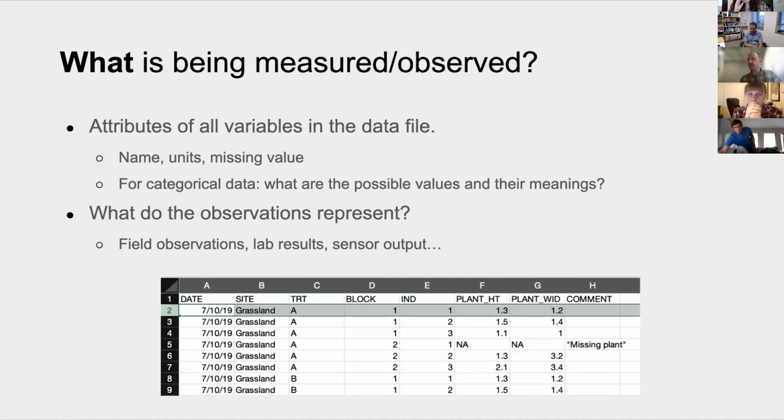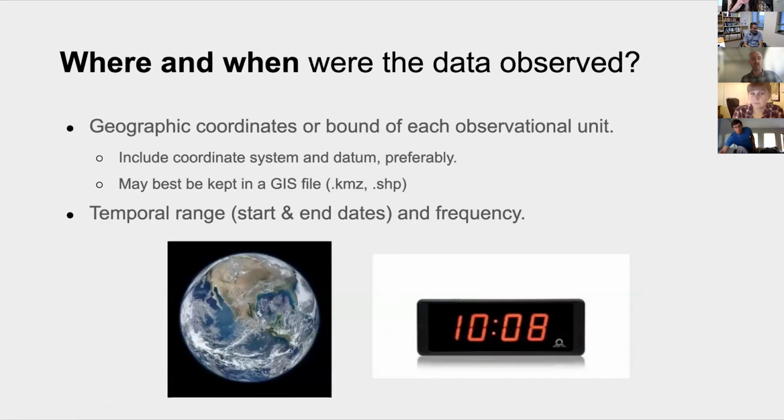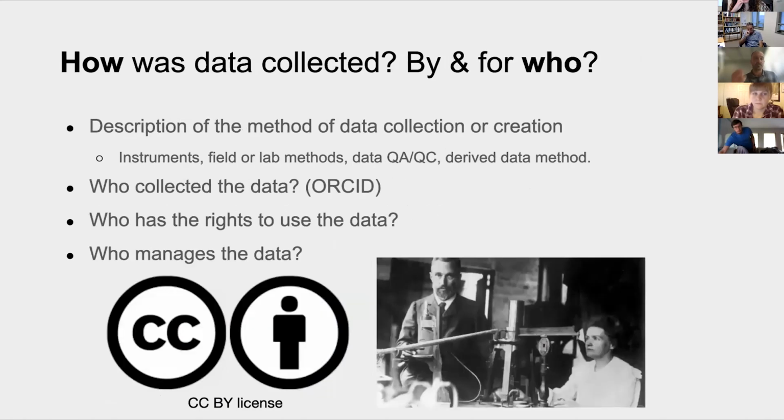I'm going to go through these a little quick because I'm worried about time here, but basically you want to know in your metadata, you want to document what's being measured and observed. So what are all your variables, their names, their units, what are the missing values, and what do the observations represent? So what's the information you need about rows and columns in your table? Where and when were the data observed? So geographic coordinates and the temporal range, start and end dates.